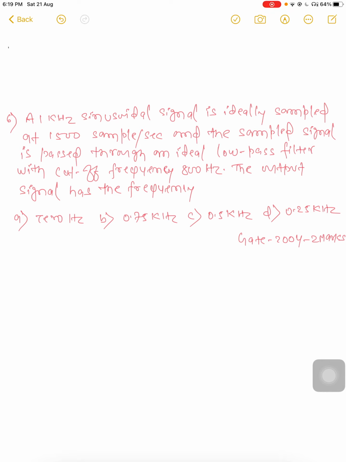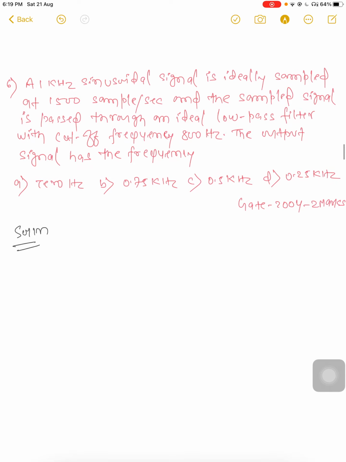Now comes the next question, question number 6. A 1 kilohertz sinusoidal signal is ideally sampled at 1500 samples per second, and the sampled signal is passed through an ideal low pass filter with cutoff frequency 800 Hz. The output signal has the frequency... Simple question. This one is GATE 2004 for 2 marks.